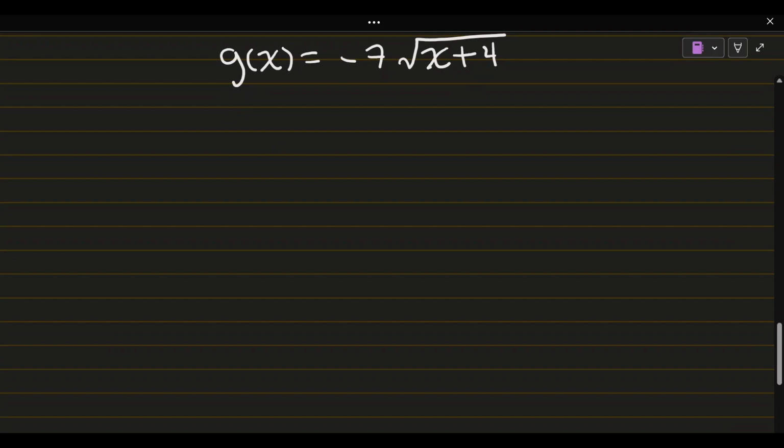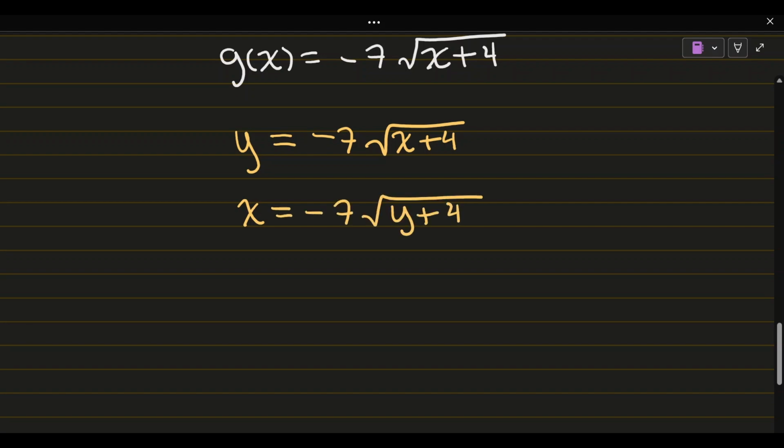Okay, moving on. G of x equals negative 7 times the square root of x plus 4. All I need to do is write g of x is equal to y, the square root of x plus 4, and just swap x and y. So x equals negative 7 square roots of y plus 4.